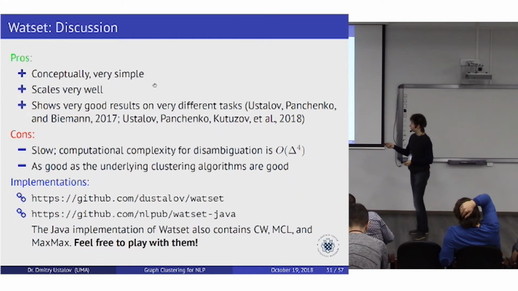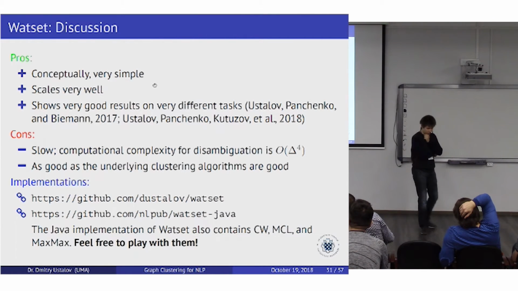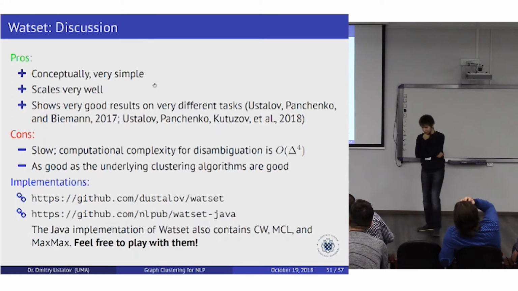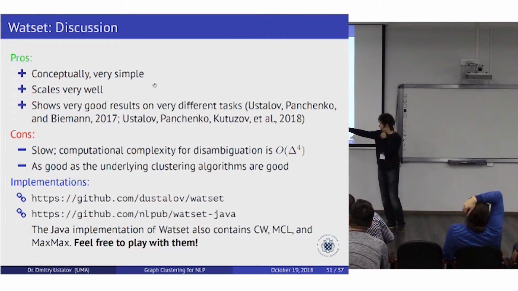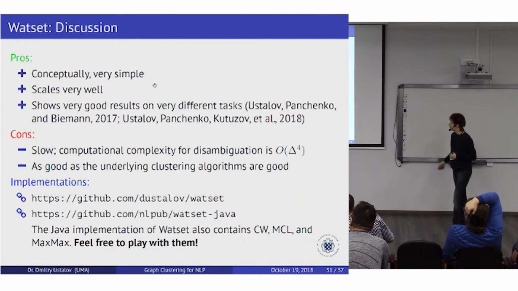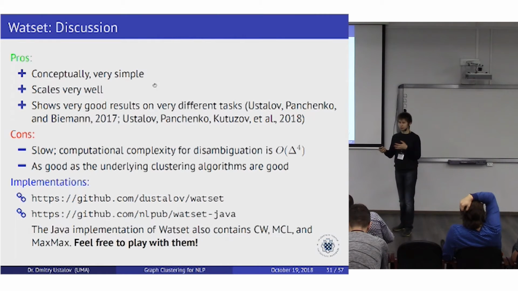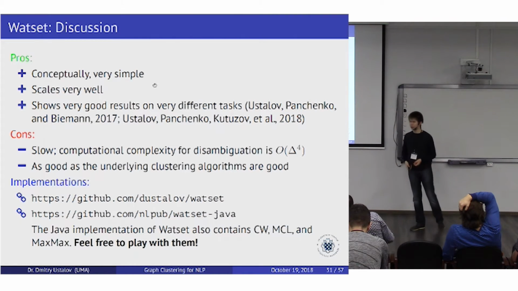There are disadvantages. First, it's slow. Because in the worst case, in case you have a complete graph, the computational complexity is the fourth power of the maximum degree. And it's really slow because of this disambiguation procedure. Even if you use a parallel implementation, which I offer, actually, both are multi-threaded. The first one is in Python, the second one is in Java. Even in this multi-threaded scenario, it can take a lot of time when you have a clique graph, whatever. And it is as good as the underlying clustering algorithms are good.